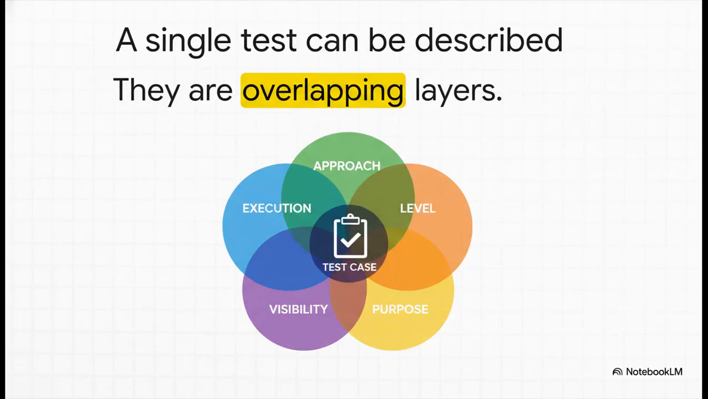So, after going through all 5 of those lenses, we get to the single most important takeaway here. These are not separate types of tests you choose between. They are overlapping layers. Let me give you an example. You could have one single test that is automated and also dynamic that tests at the integration level, uses a black box method, and is there to verify a functional requirement. See? All 5 lenses can apply at the same time, giving you a complete picture of what that one test is doing.